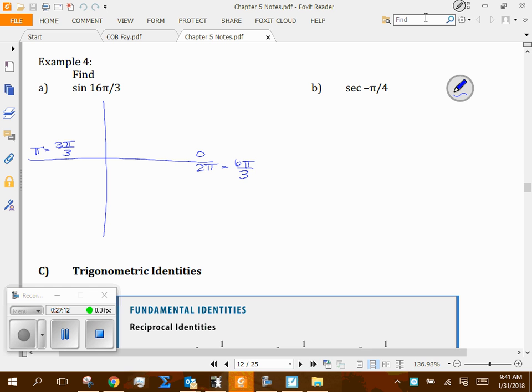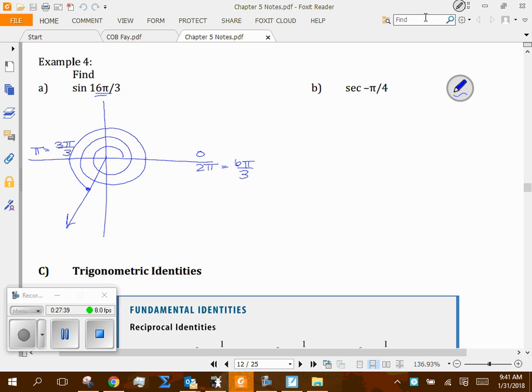So, if I'm looking at how big that angle is, that angle right there would have been 6 pi over 3, right? That angle would have been 12 pi over 3, right? That angle would have been 15 pi over 3. So how many more pi over 3s do I need to go? One more pi over 3. It gets me right there.